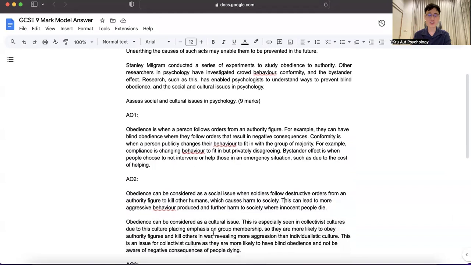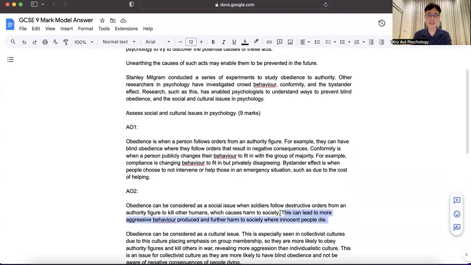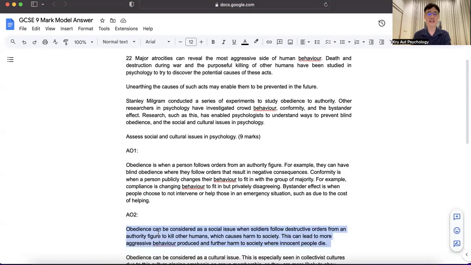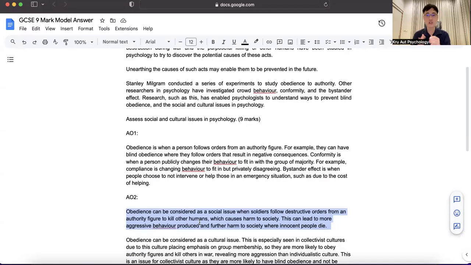I'll say why there's more to write in cultural issue later. The second sentence elaborating on that is: this can lead to more aggressive behavior produced and further harm to society where innocent people die. Because we're referring to the scenario, we use words like war, aggressive, human behavior, death or dying. That's something that actually happens in this scenario, and we're saying it's a problem because people die. That elaborates on the first sentence to actually get the mark in the second assessment objective here. So that's perfect, but one sentence, or too short, is not enough.